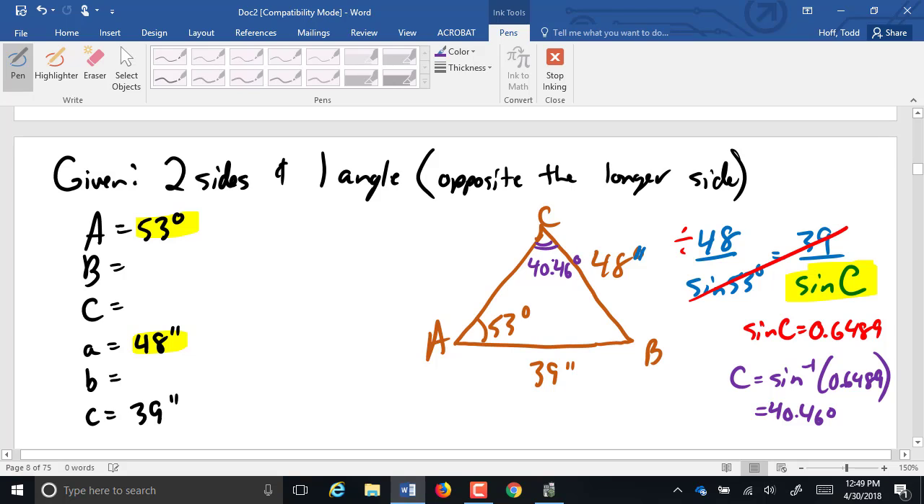Does that make sense? Well, yes, side C is smaller than side A, so angle C is smaller than angle A. Now to find angle B, I add that up. That's 93, so this is going to be 86.54 degrees, right? Again, that's just out of 180 degrees.